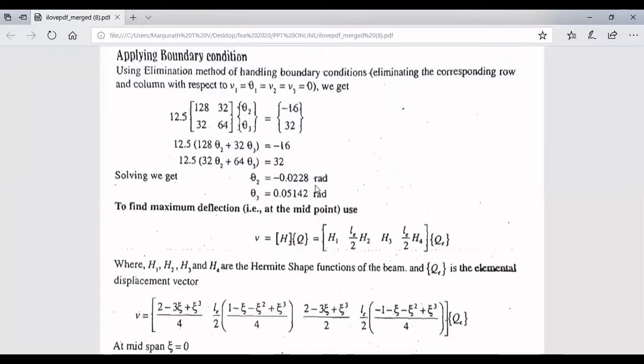Now consider the first element. We have the relation for the displacement variable V, which is equal to H into Q. Displacement V is the displacement variable for the entire element, H is the Hermite shape functions at each node, and Q is the nodal displacement vector. H consists of the Hermite shape functions H1, H2, H3, H4 at node number 1 and node number 2 for the first element.